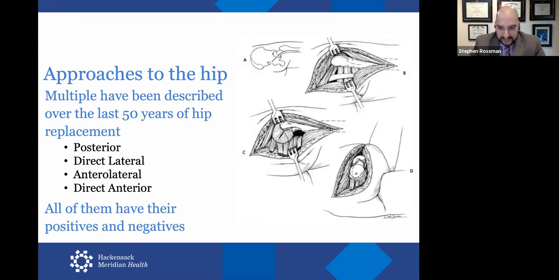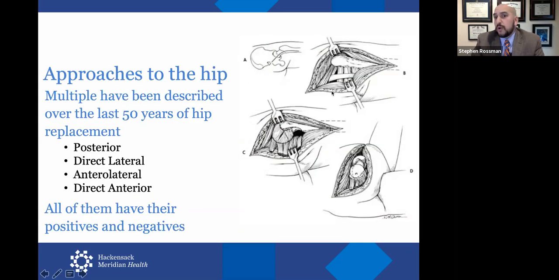They all have their positives and negatives. I personally perform the posterior approach. It's just how I was trained. But the most important thing is that they all have the same outcomes at 6 weeks. At 6 weeks, they all have the same exact outcome. And most of my patients are leaving the hospital the following day after a hip replacement anyway. So I don't have any reason to try to learn an approach that I'm not comfortable with. But that's the bottom line. Everything else that you hear is generally secondary, just marketing.